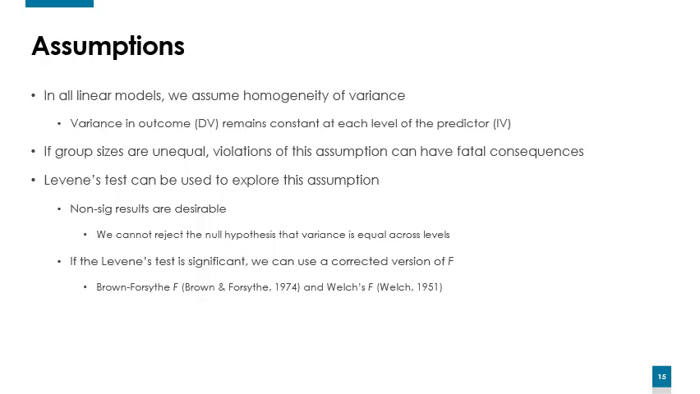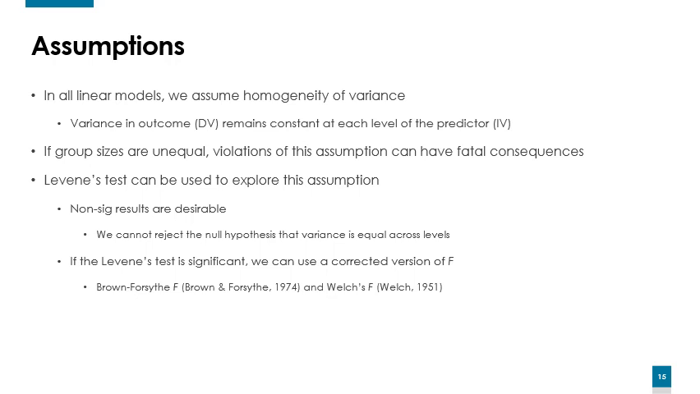Let's go back and talk a little bit more about assumptions. And just like all linear models, we assume homogeneity of variance. This goes back to instances when you've maybe been taught about things like t-test or analysis of variance. The variance in outcome remains a constant. The variance in outcome, your dependent variable, should remain reasonably constant at each level of the predictor. Homogeneity means the same variance at each level.